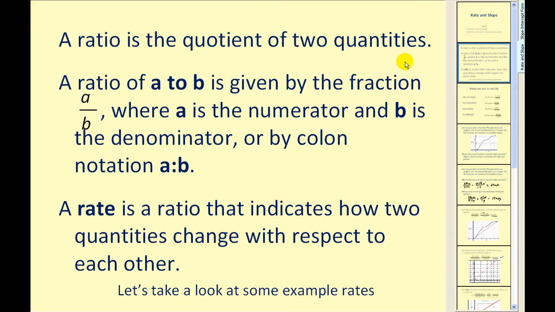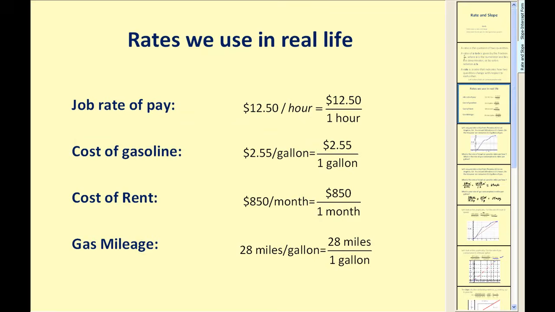A ratio is a quotient of two quantities. A ratio of A to B is given by the fraction A over B, where A is the numerator and B is the denominator, or by the colon notation A colon B. A rate is just a ratio that indicates how two quantities change with respect to each other. For example, if you have a job that pays $12.50 per hour, that's a rate.